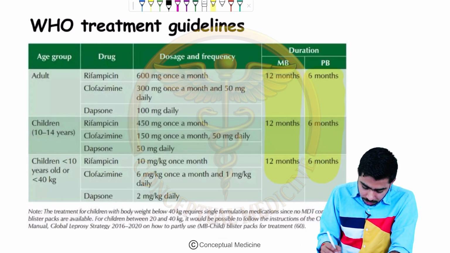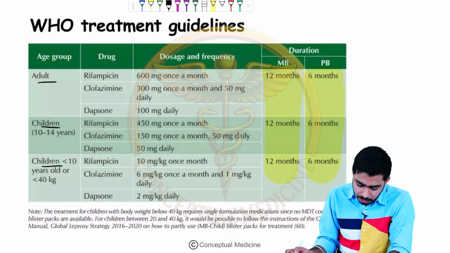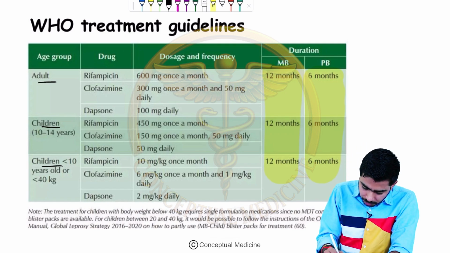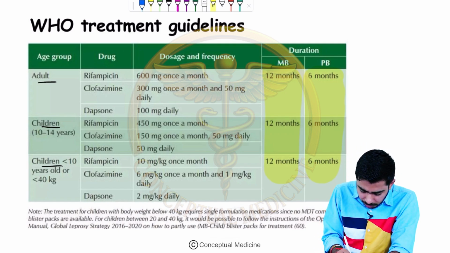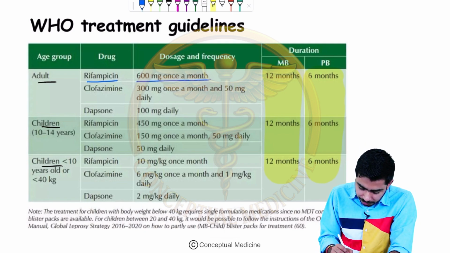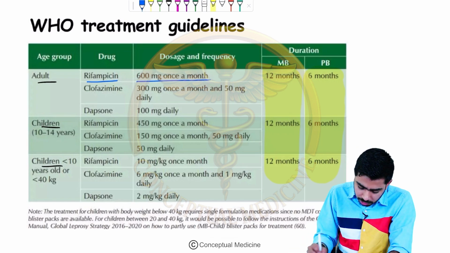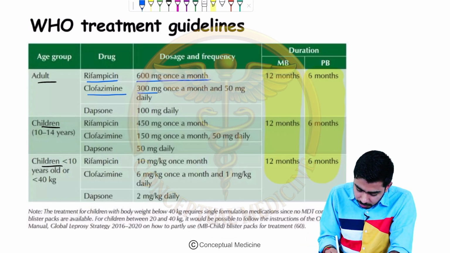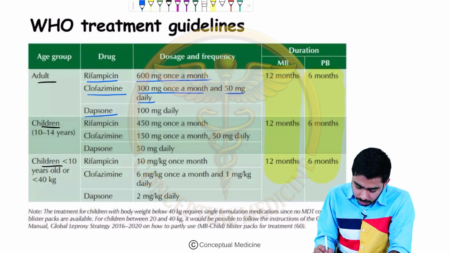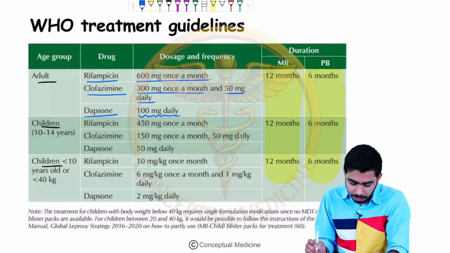Now you can see that for adults and children less than 10 years, there are different doses basically. Rifampicin 600 mg once a month is the same. I'm talking about 12 months for Multibacillary and 6 months for Paucibacillary, which we have already talked about. Clofazimine is 300 mg once a month and 50 mg daily, which is also the same. And Dapsone is 100 mg daily.